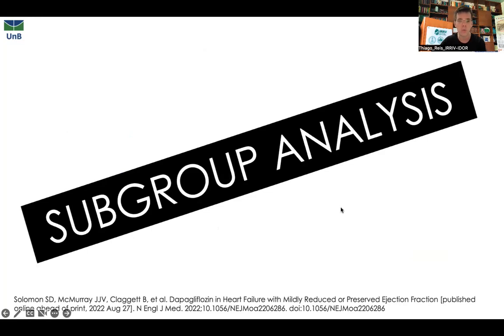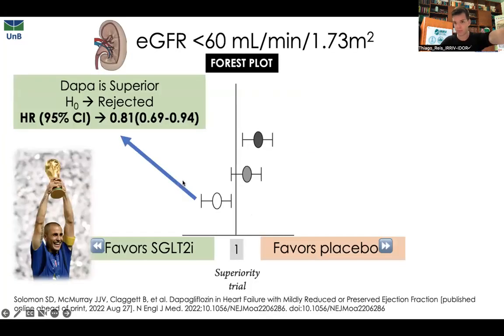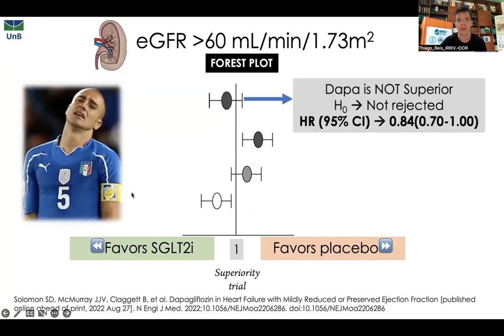And we can also perform subgroup analysis. But then the Queen said this, Charles, be careful with your conclusions. So we need to think calmly before the conclusions. For example, in this study, these results are real. In patients with a GFR below 60 mL per minute, Dapa was superior to placebo. So in this subgroup analysis, we are fine with that.